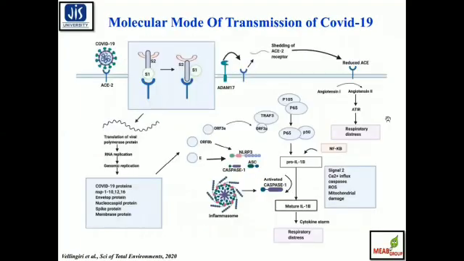So this is a typical molecular mechanism of the transmission of COVID-19. It has been well depicted by Vilgeri et al. in Science of the Total Environment, which was published in 2020. They clearly depict how COVID-19 starts interacting with the ACE2 receptor and finally causes respiratory distress.